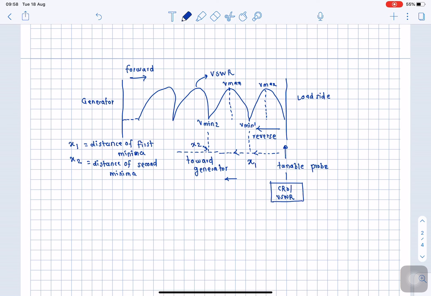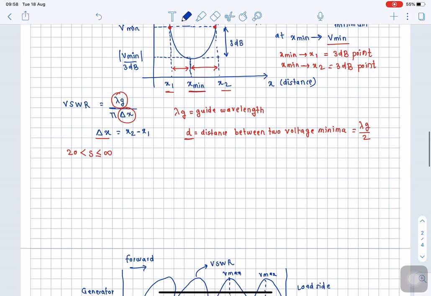So if you take the absolute difference of x1 to x2, this difference between the two successive minima of the voltage standing wave ratio pattern is equal to guide wavelength divided by 2. And from this you can find out the value of lambda g. Once you know the value of lambda g, you can put this value of lambda g in the numerator.